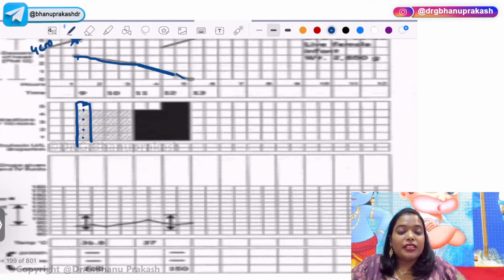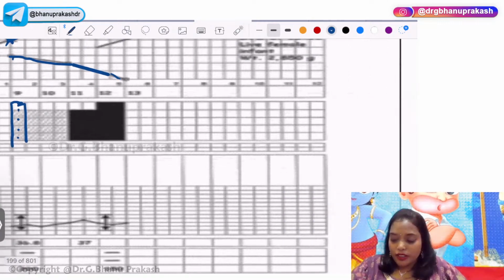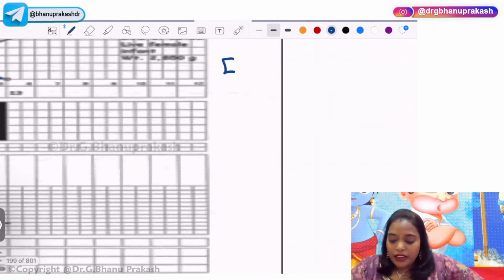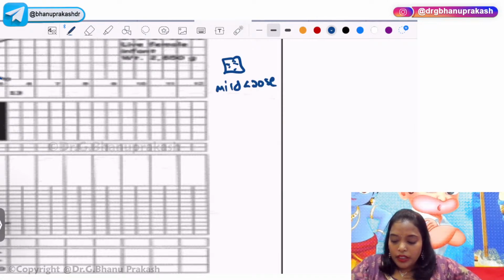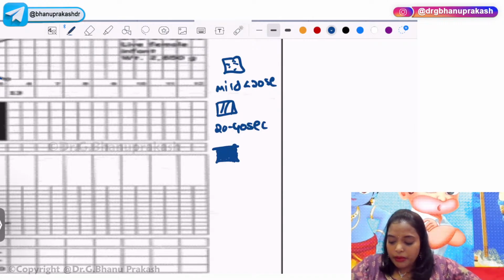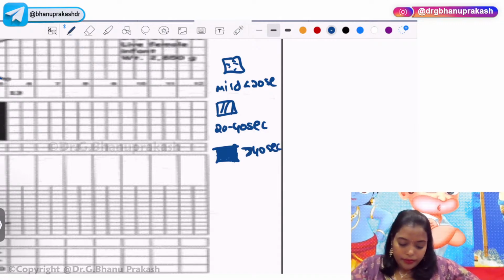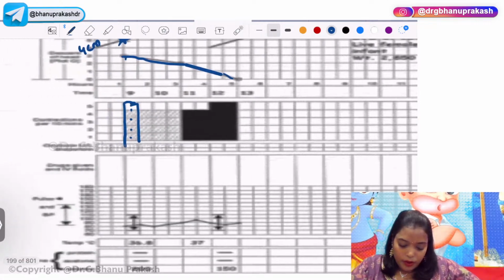How many contractions are there? Those many boxes you have to color. If the contractions are mild, you'll just get dots. If the contractions are between 20 to 40 seconds, you shade partially. And if the contractions are more than 40 seconds, you're going to make it complete black. Okay?